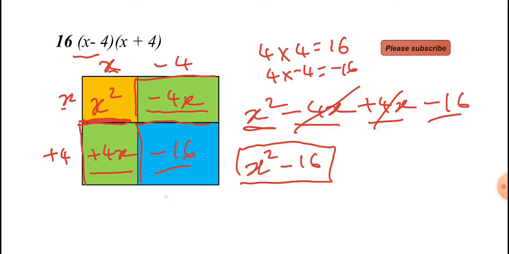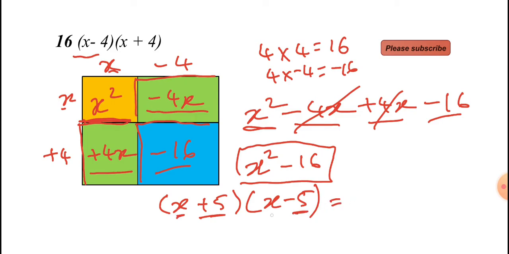So even if I had plus 5 here and this is minus 5, so long as they're both the same number but opposite sign, the answer will always be x squared, because x times x is x squared, and then plus 5 times minus 5 is minus 25. That would be the answer.